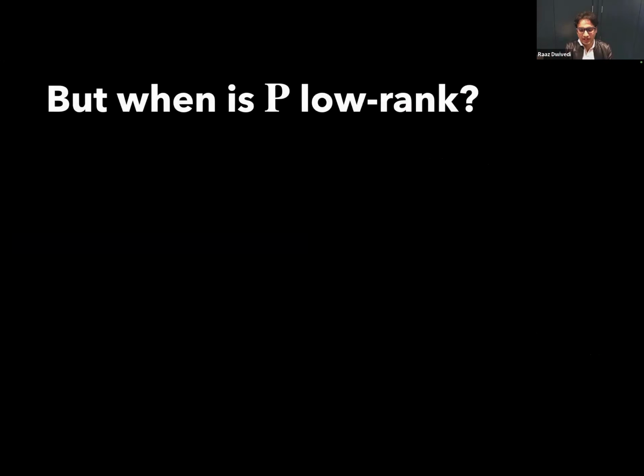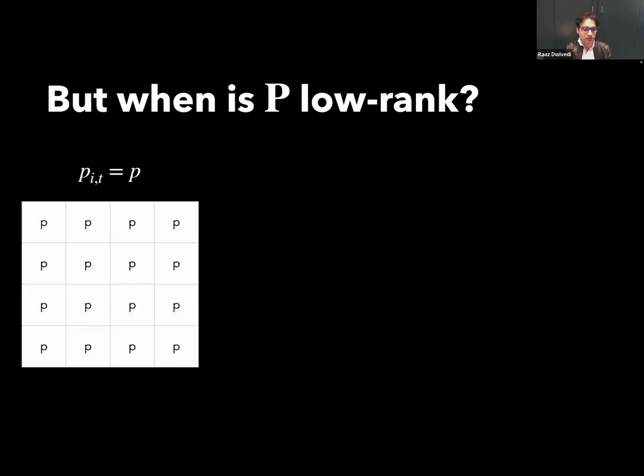But when is P low rank? Somehow for outcomes, people are willing to assume that low rank makes sense. But for propensity, it's not intuitive at the very first sight. So let's start from RCTs, randomized controlled trials, where all the treatments are being given with probability P. That's this matrix. That is a rank 1 matrix, actually. So it is low rank.